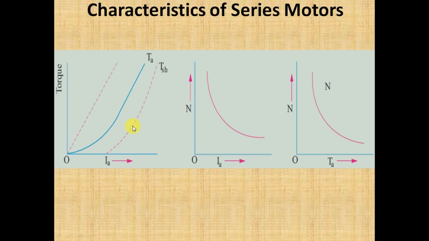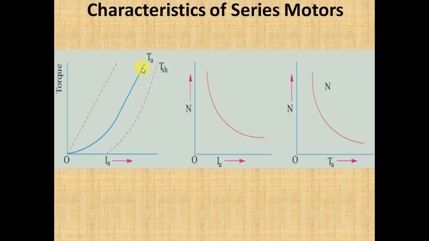In this particular characteristics, the shaft torque is also drawn. From this characteristics, it is very clear that the magnitude of shaft torque is definitely less than the armature torque. This reduction in the value of shaft torque from armature torque is decided by the stray losses.